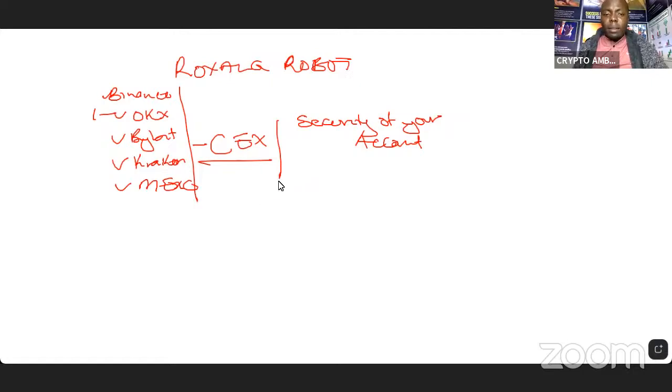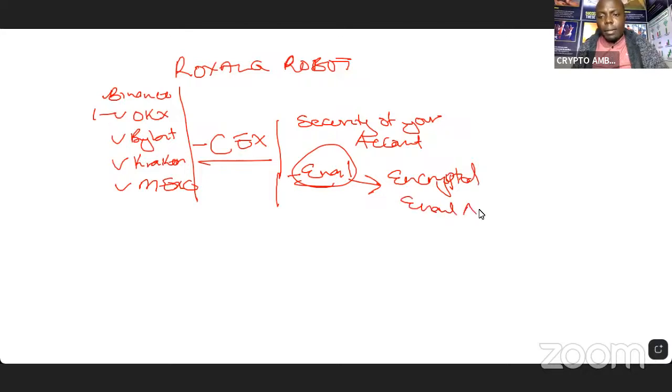And when you open up an account with an email, I advise you to use an encrypted email address. There are two in the market, but the most common one is called Proton Mail. Now, what are you supposed to do?